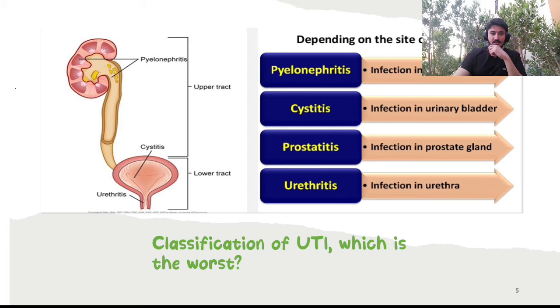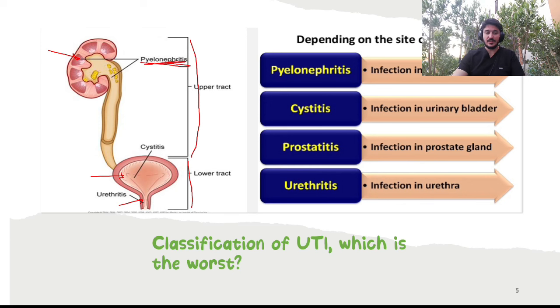And here you can see it. Okay, so we have upper urinary tract infection, which is the kidney and the ureter, so this area. And we have lower urinary tract infection, which is basically the bladder and the urethra. Which one is the worst out of all of these is pyelonephritis.